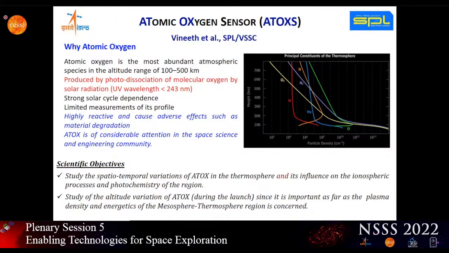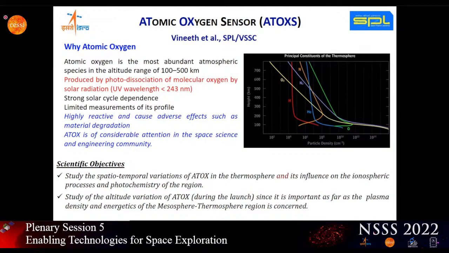What is shown on the right side are the modeled altitude profiles of various components, where atomic oxygen is shown in the green line. You can see that it increases from around 100 and then shows a monotonic decrease. But overall, it is one of the most dominant species, at least up to around 500 kilometers. Of course, this profile may have a little variability depending on the model that you use. But overall, it is one of the most dominant components up to around 500 kilometers.